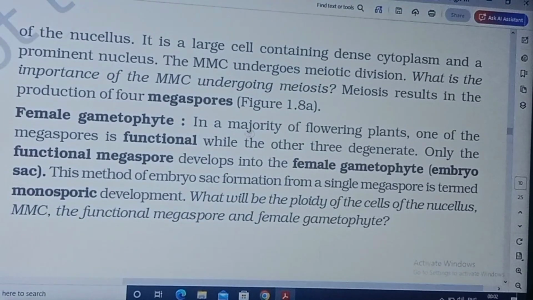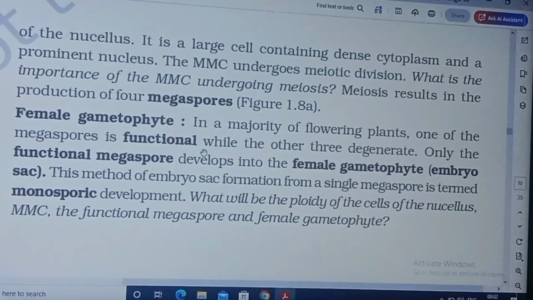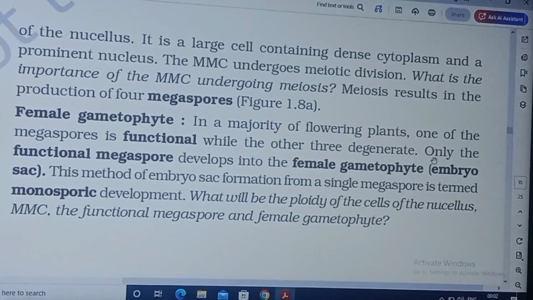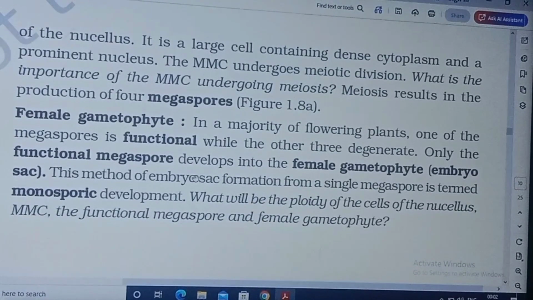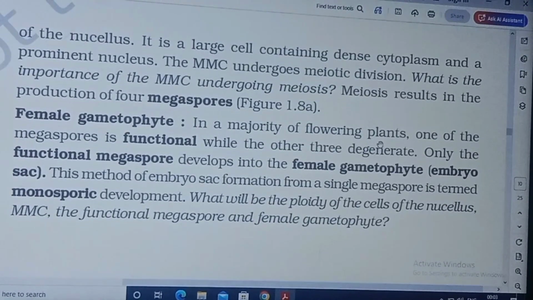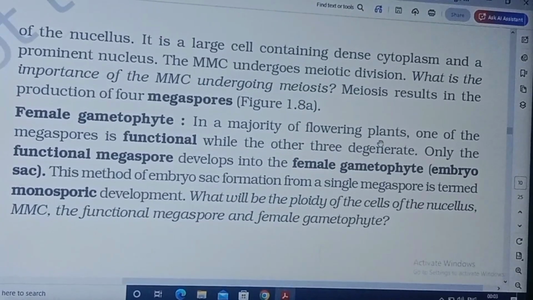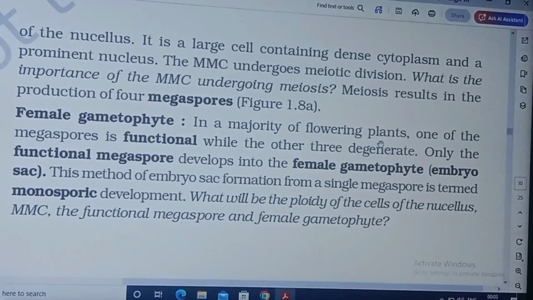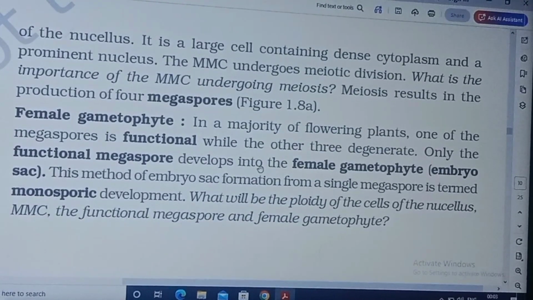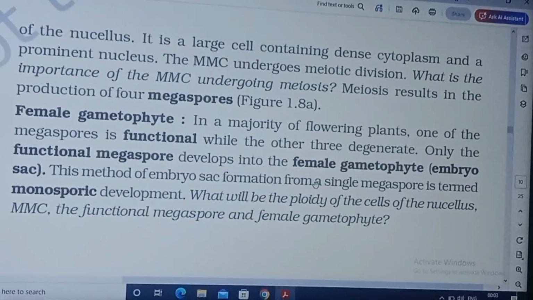Female gametophyte. In the majority of flowering plants, one of the megaspores is functional, while the other three degenerate. Only the functional megaspore develops into the female gametophyte, that is, the embryo sac.